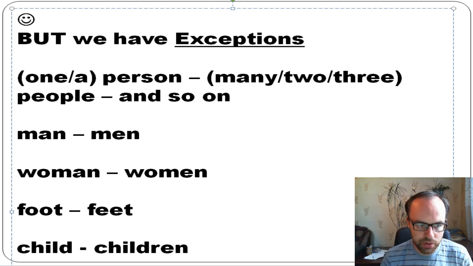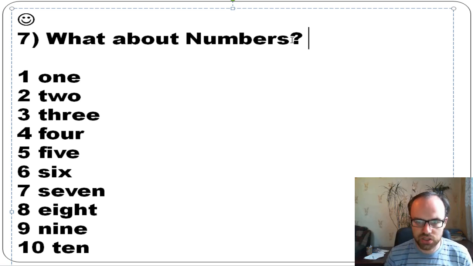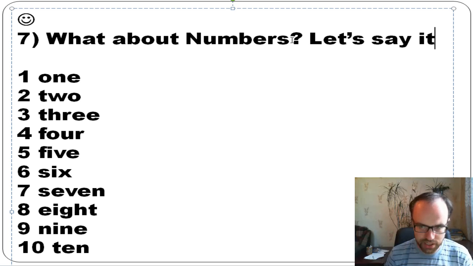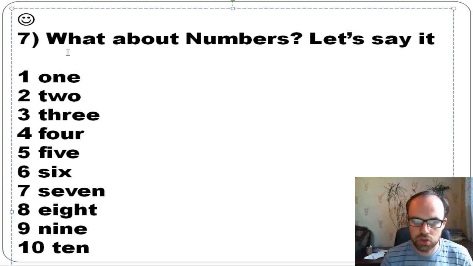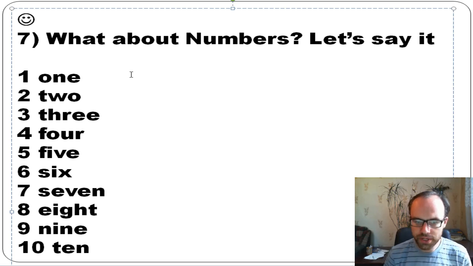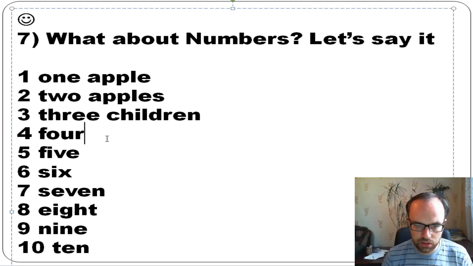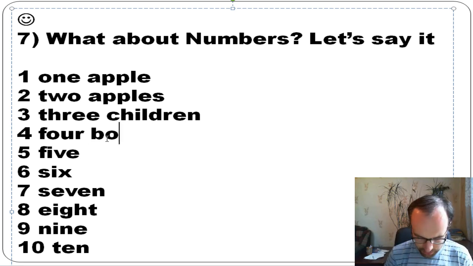Well, what about numbers? Okay, so let's say it. 1, 2, 3, 4, 5, 6, 7, 8, 9, 10. For example, we say 1 apple but 2 apples. 1 child but 3 children. 1 book but 4 books.